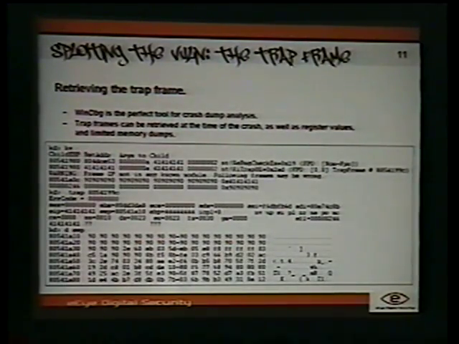SoftICE is probably my favorite debugger, but WinDbg is excellent for memory dump analysis and whatnot, because it's got great structure recognition. So basically, if we want to do anything useful, we're going to need to know where the exception happened and get register states and everything you need to exploit it. So to do that, we're going to need to retrieve the trap frame from the time of exception. So you can load your memory dump in WinDbg.